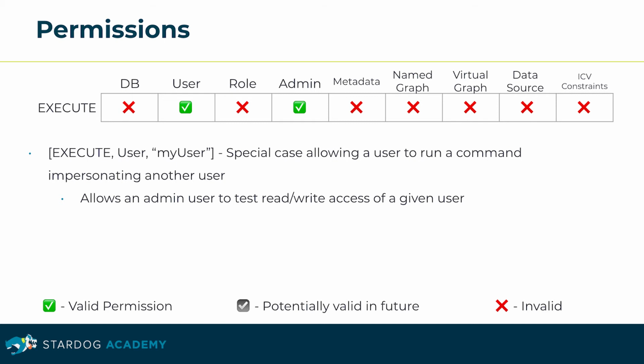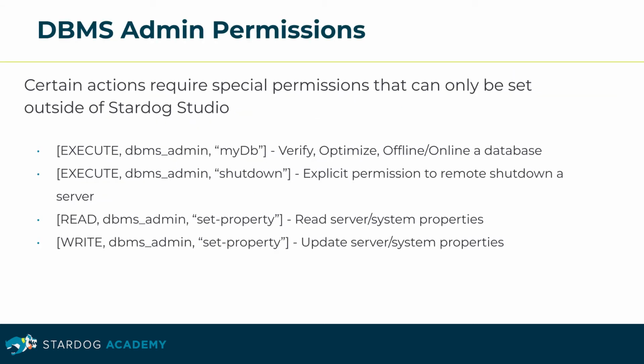Execute on admin isn't technically valid. The resource type here is actually DBMS admin. DBMS admin does not, as of the time of this recording, appear in Stardog Studio, so therefore it would need to be set via the CLI's stardog-admin role grant and stardog-admin role revoke commands. However, these actions are generally performed by superusers, so it is perhaps less important to explicitly be able to grant them to other subjects.